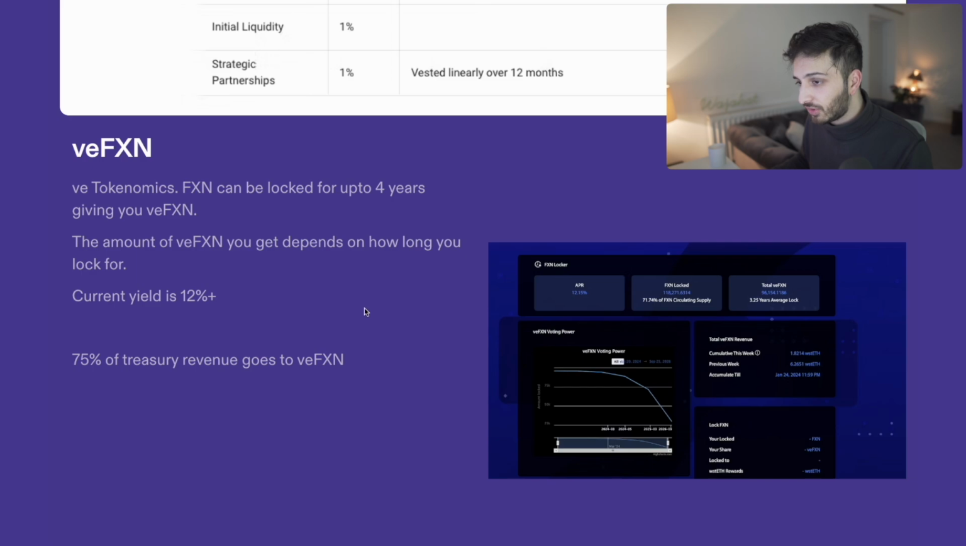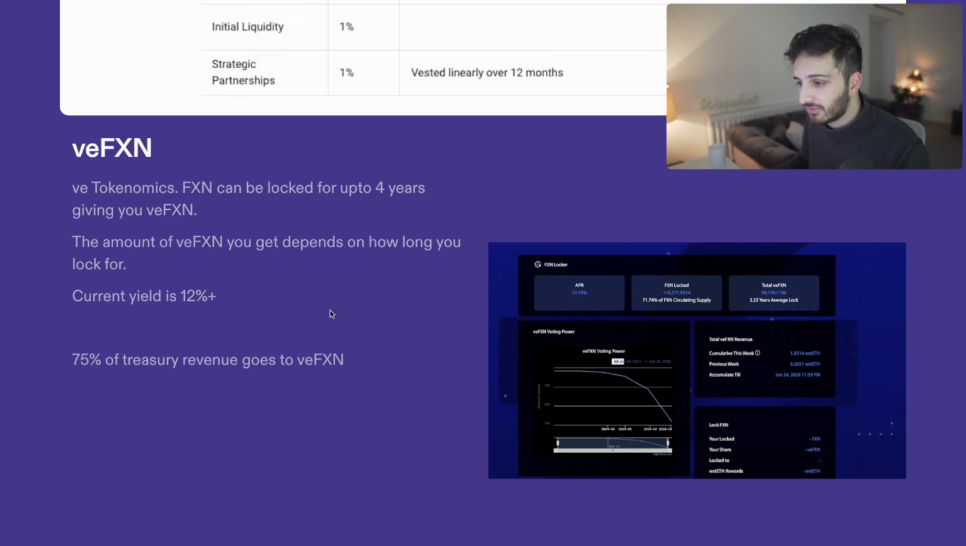The FXN token, what you can do with it is that they have the same model as Curve with the veTokenomics model, where you can lock your FXN up to 4 years, and this will give you veFXN. Now, the amount of veFXN you get depends on how long you lock for. If you lock for the maximum 4 years, you'll get a 1-to-1 ratio, whereas if you lock for just 1 year, you'll get 1 FXN into 0.25 veFXN.